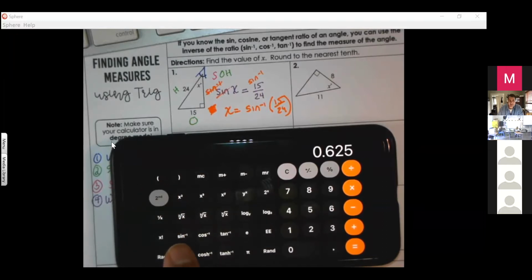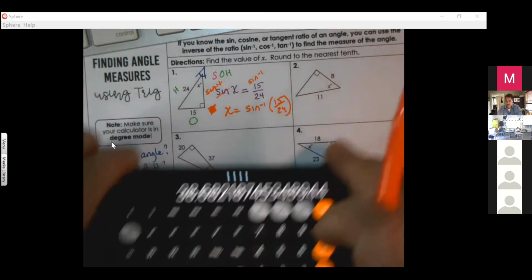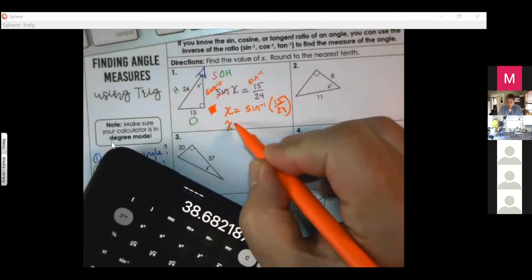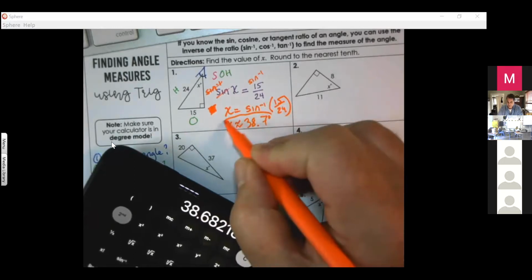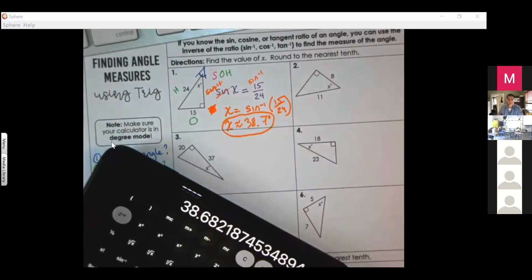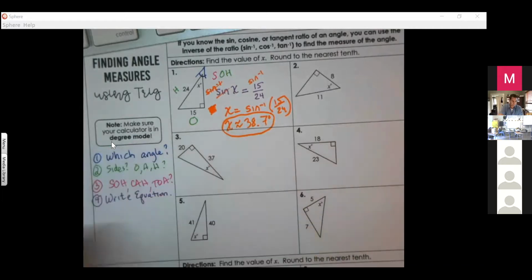And so now you'll notice this says sine of -1. And when I hit the sine of -1, it'll tell me what the angle had to be so that when I took the sine, I'd get 15/24. In this case, that would be 38.7 degrees. Any questions on that?